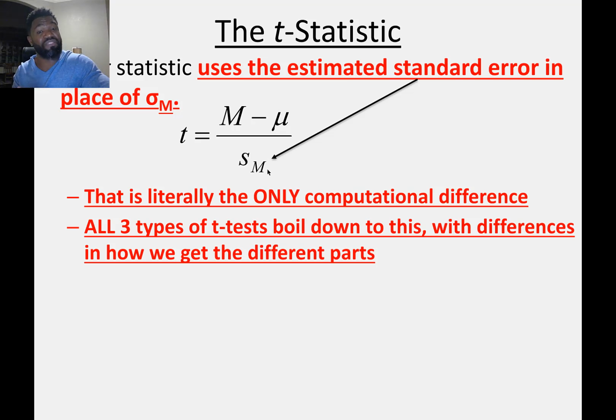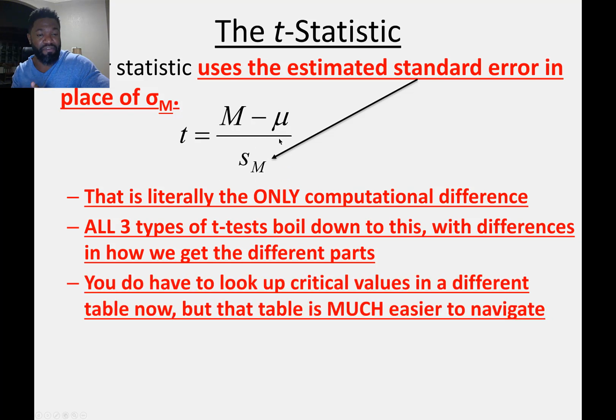Again, all three types of t-tests boil down to this exact same form, but there are differences in how we get the different parts. Really, the differences come from the denominator. It's this bottom part that we have to get in different ways. And then you also have to look up the critical values in a different way now. The new table that we're going to use, your new best friend we're going to meet shortly, is much easier to navigate than that 4-page monstrosity we always had to wrestle with when we were using z-scores.